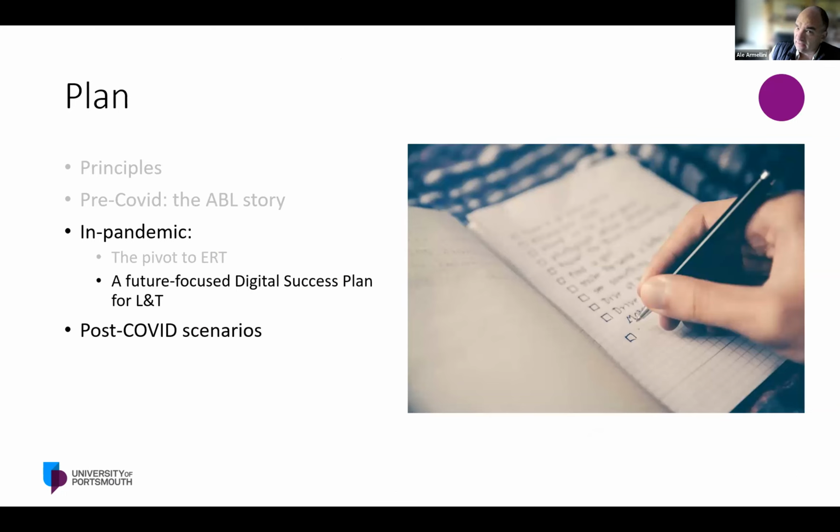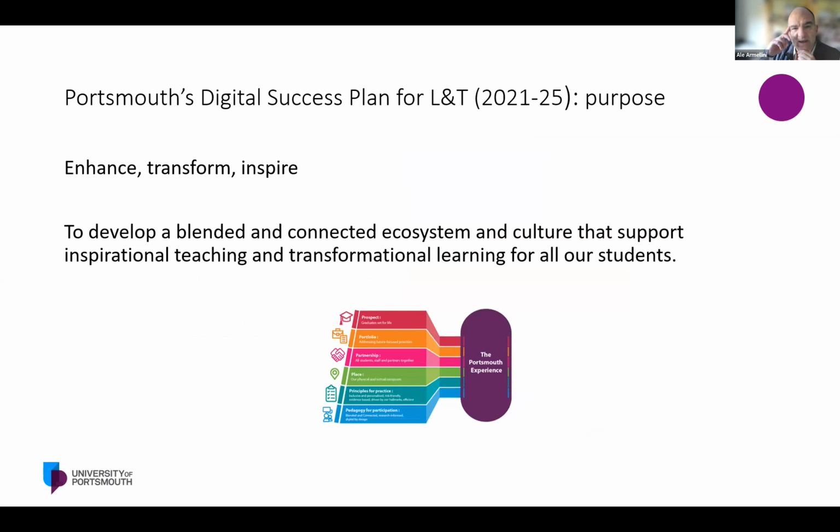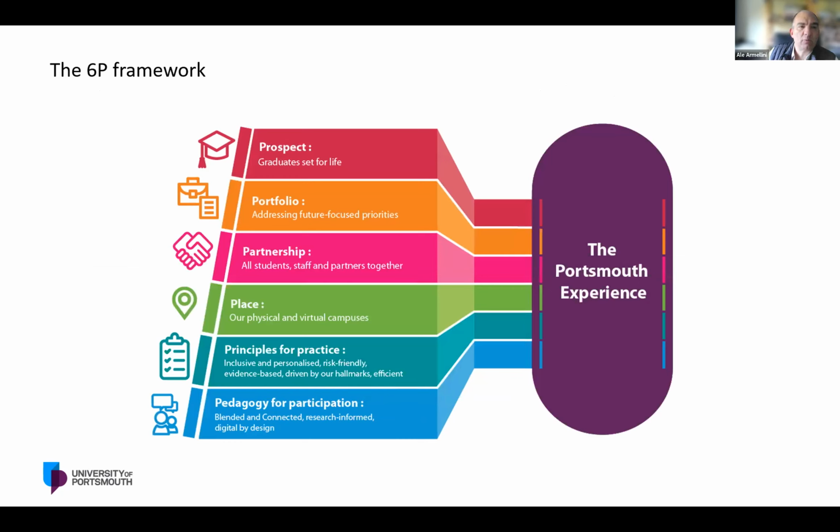In order to do just that, we have created and extensively consulted on our digital success plan for learning and teaching 2021 to 25. The purpose of which is to develop a blended and connected ecosystem and culture that support inspirational teaching and transformational learning for all our students. That's what the plan is about. It's built around what we call the 6P framework. Fortunately, Portsmouth also begins with a P, so we've got 7 in total. But there you've got key elements of the plan.